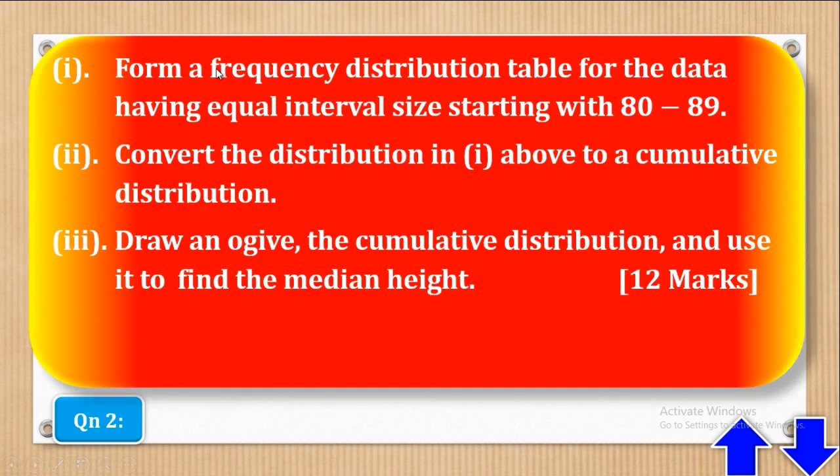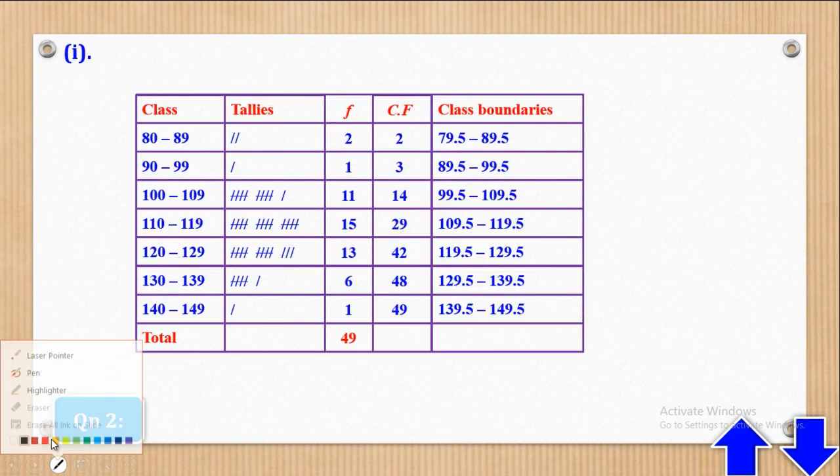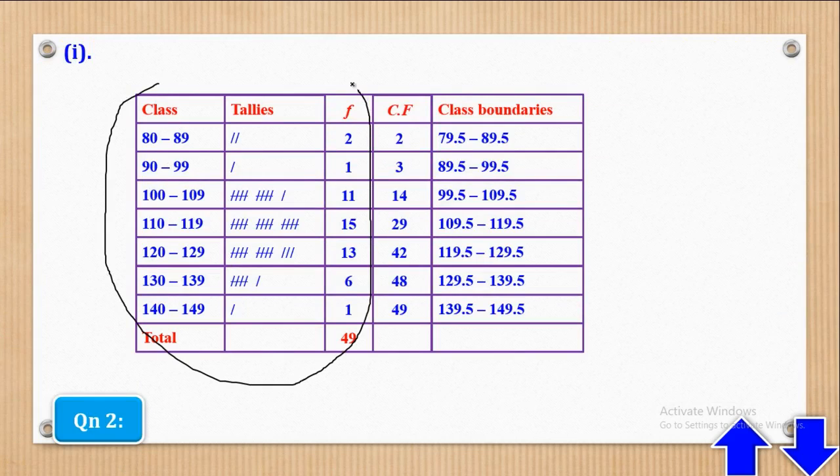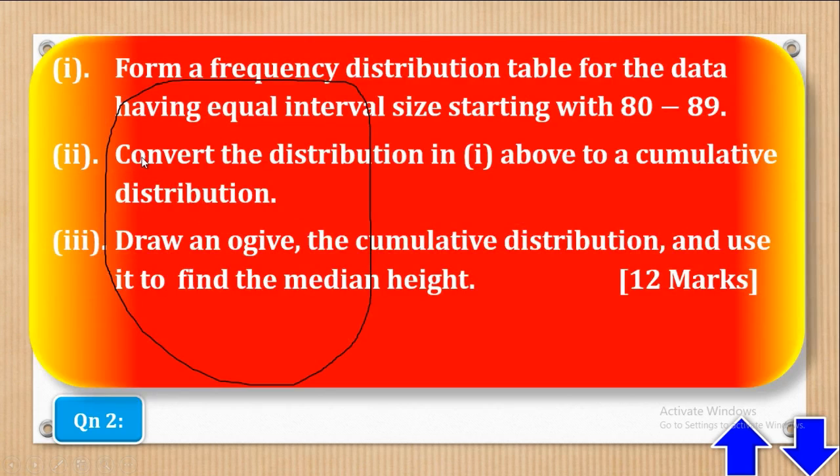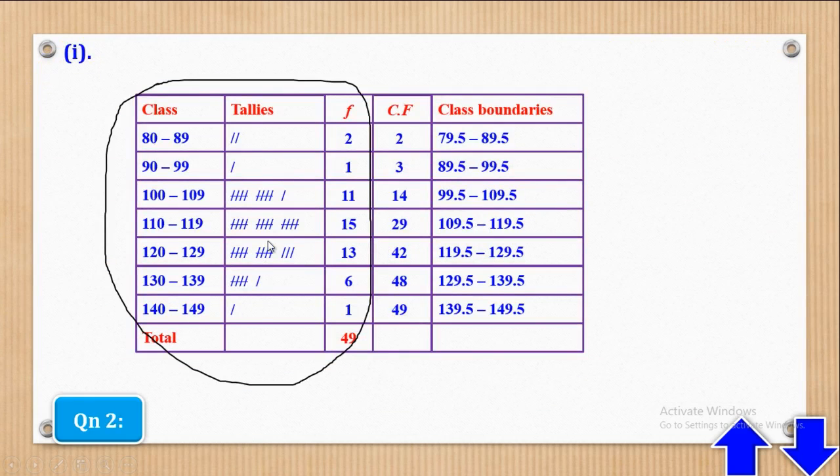So Roman 1, they told us to form a frequency distribution table for the data having equal interval size starting with 80 to 89. So frequency distribution are these first 3 columns. So from here up to here is what we call a frequency distribution. Then when we go to Roman 2, they said convert the distribution in Roman 1 above to a cumulative distribution. That means that you have to add on the column of cumulative frequency that will be converted into a cumulative distribution.